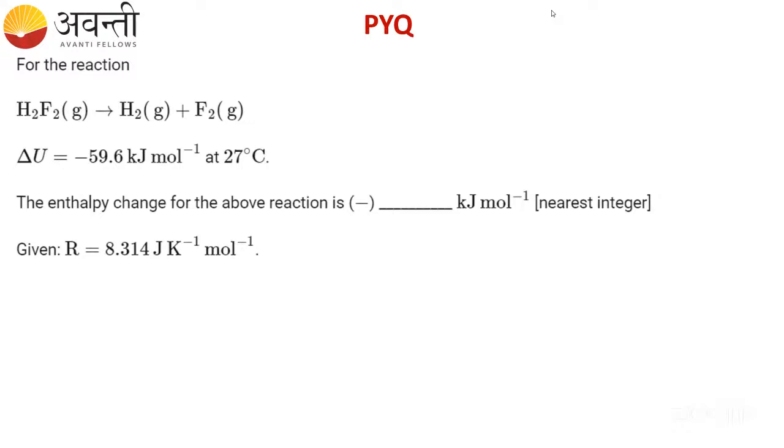Which formula do we have to use to solve this question? The enthalpy change means delta H. How to find out the delta H from the given values? Delta U is given, R is given, T is given. All of you please think of the formula that has to be applied here. Let me see who is going to give me the correct answer.